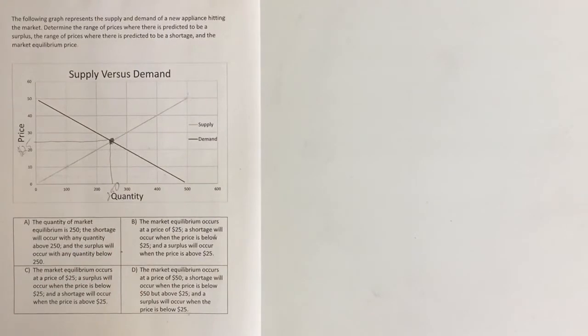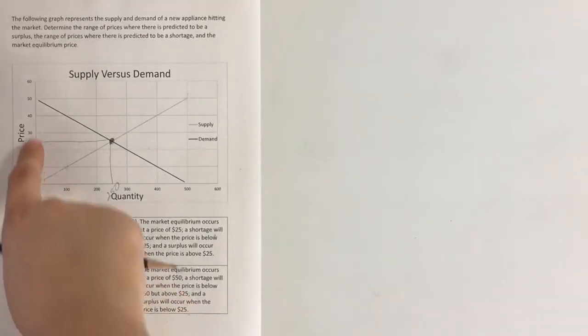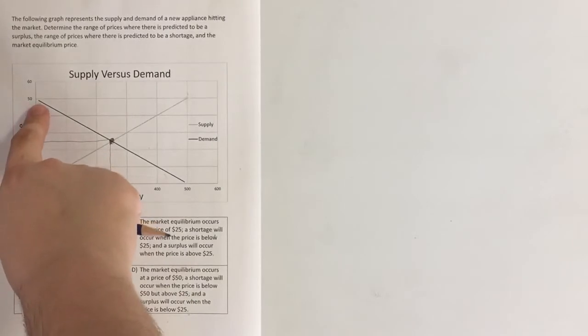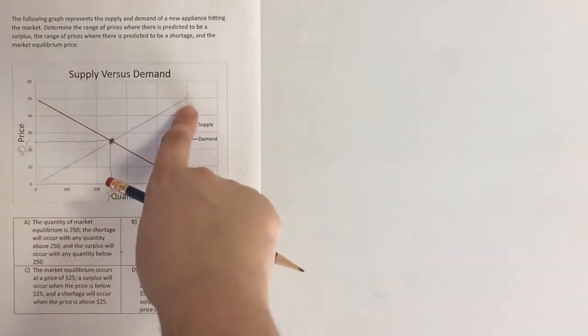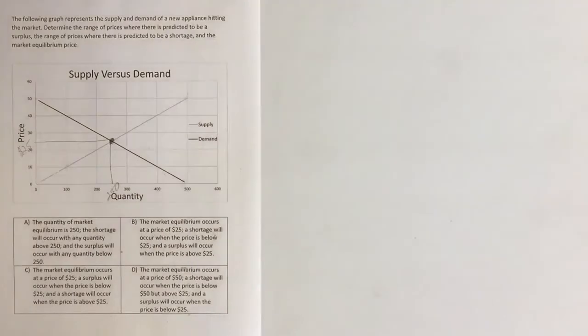Since we have determined our market equilibrium, we can look at our answer choices to see if there are any we can eliminate. D says that the market equilibrium price occurs at $50. This is actually where the demand is the lowest and the supply is the highest. No balance.